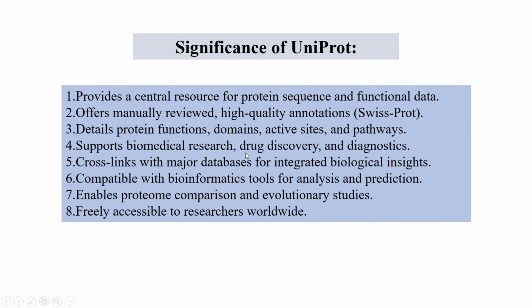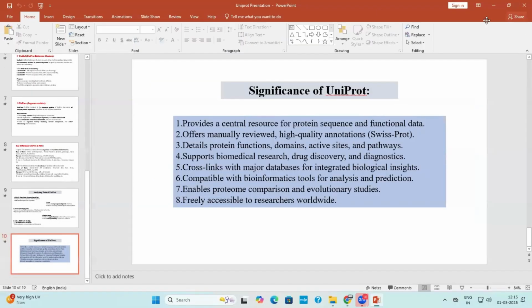It supports biomedical research, drug discovery, and diagnostics as well. It is cross-linked with major databases for integrated biological insights and is compatible with bioinformatics tools for analysis and predictions. UniProt enables proteome comparisons and evolutionary studies for further research, and is freely accessible to researchers worldwide. So this is the basic information about UniProt, and now we can move to the hands-on of UniProt.